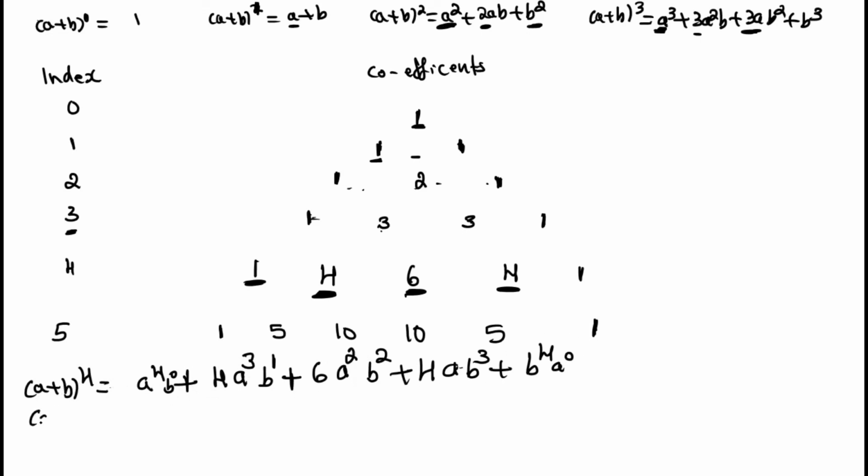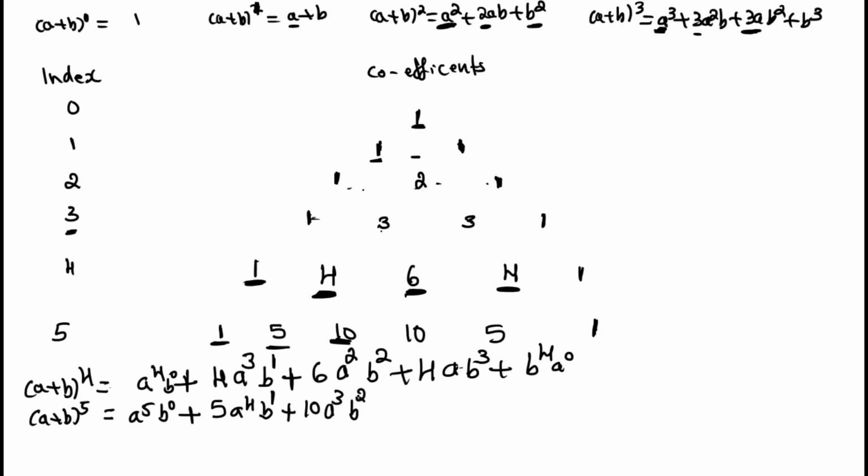Now try to write the expansion for (a plus b) to the power 5. (a plus b) to the power 5 is equal to, see, first 1, right? That means a to the power 5 into b to the power 0, plus, see, 5 into a to the power decreased by 1, so a to the power 4, b to the power increased by 1. You will get b to the power 1.